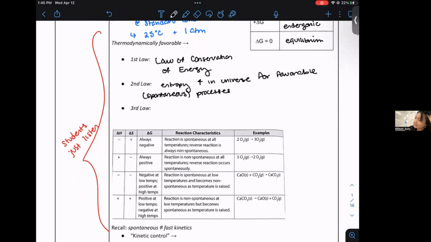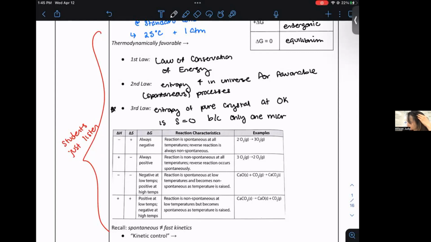The third law, this is unique. This is something you want to memorize right here. This is like a one-off MCQ, but it's helpful. The third law says that the entropy of a pure crystal, a lattice structure, a solid, at 0 Kelvin, 0 kinetic energy, is S equals 0, entropy equals 0, because there's only one microstate. It literally can only exist in one possible configuration. Microstate or configuration.